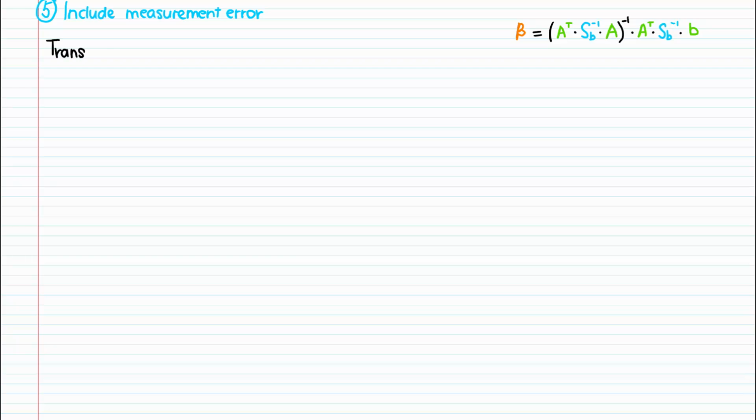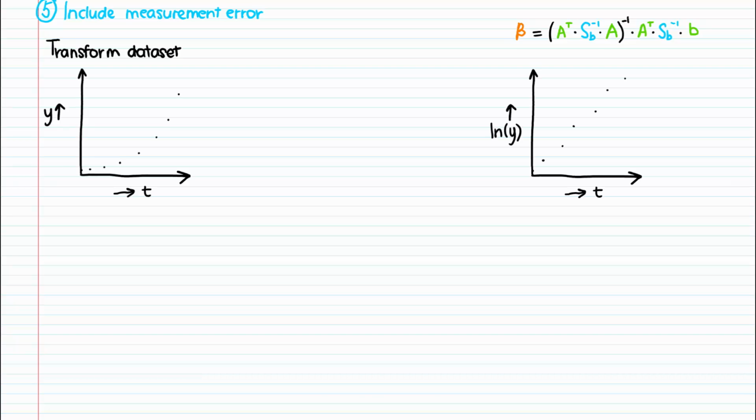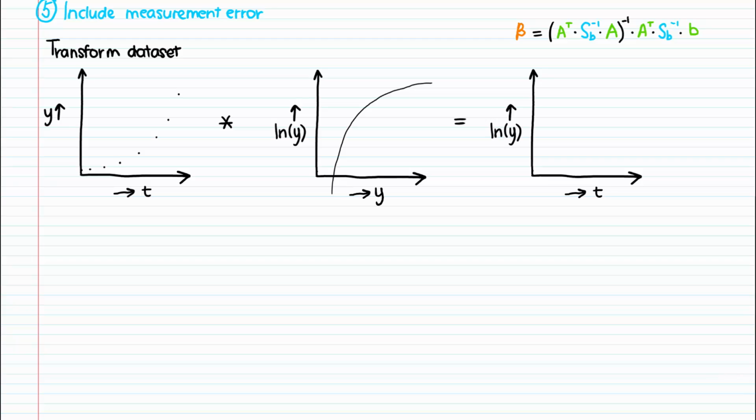If you transform a nonlinear system to a linear system, you also have to transform the error. So let's take a look into the error transformation. We've transformed the time against y plot to a time against the logarithm of y plot. So we have transformed y to the logarithm of y. Let's see how that works.